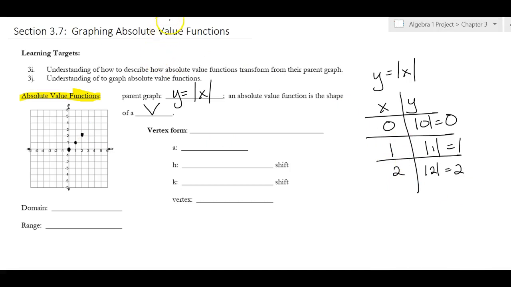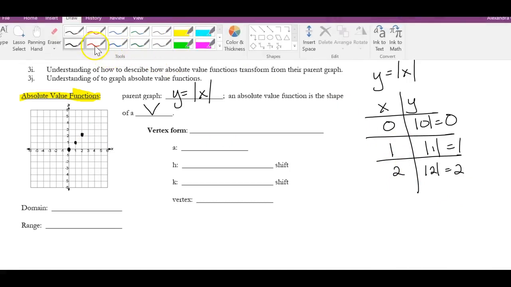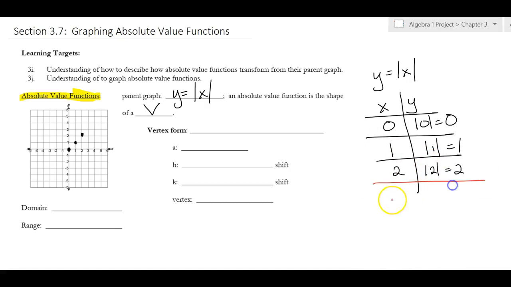What happens that makes this different than a line is what happens on the left. So if I plug in a negative 1, the absolute value of negative 1 is a positive 1. So I'm to the left 1, up 1. And then let's try a negative 2. The absolute value of negative 2 is a positive 2. So this is why it becomes a V, is because absolute value is positive. And so this is what the graph looks like. It's a V. Okay.